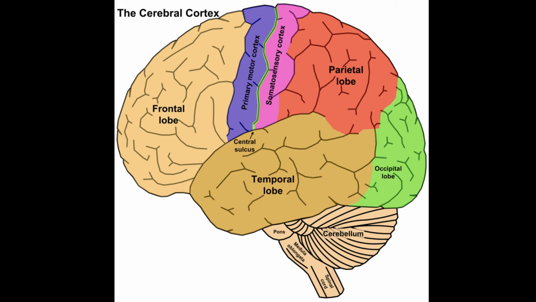This is just another view of what we were just looking at. We've got frontal, parietal, occipital, temporal, and you also see the primary motor cortex and the somatosensory cortex. This makes up what is called the cerebral cortex. And if you look down here, we'll see the cerebellum, the pons, the medulla, and the spinal cord. So we see some of the parts of the brainstem that we've already learned about.